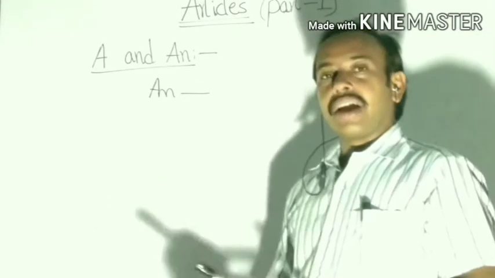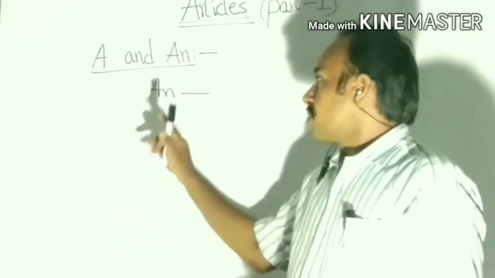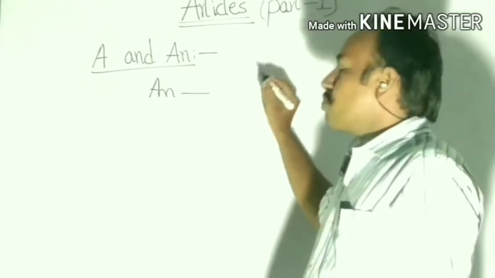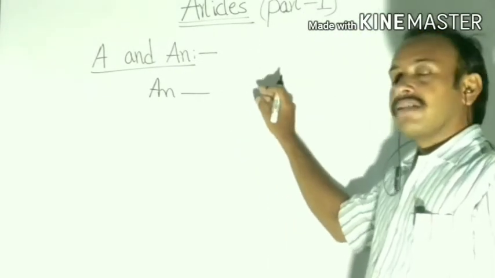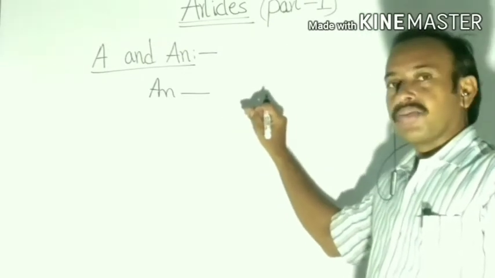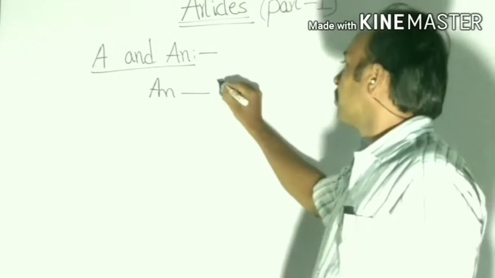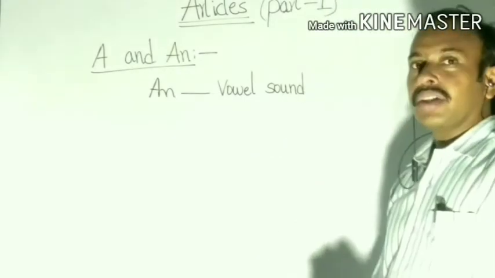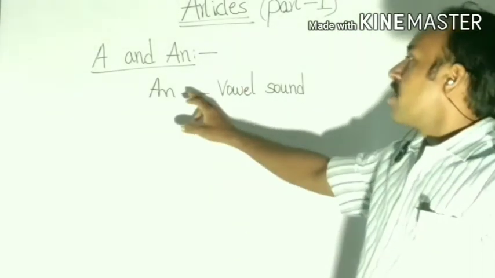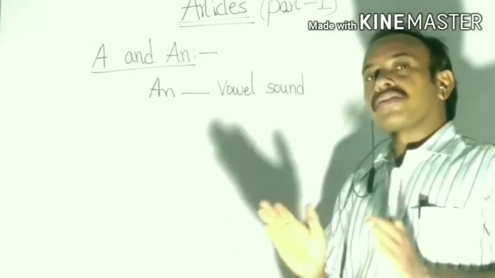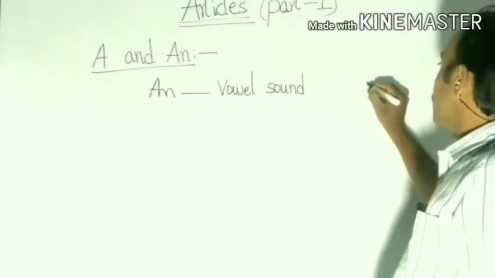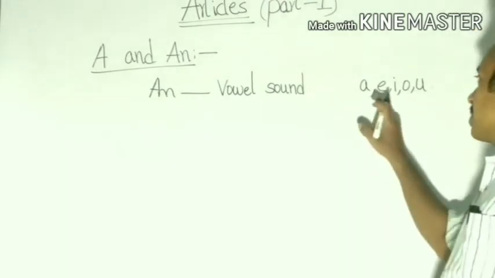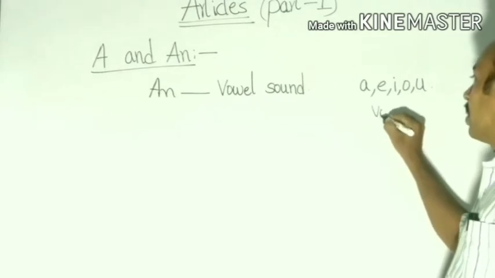Then, when should you take an and when should you take a? First of all, you should learn when or where you should write an. An should be written before that singular countable noun which starts with a vowel sound. I am not saying that an should be written before a word which starts with a vowel. You know very well that in the English alphabet, we have these five letters, A, E, I, O, U, which are called vowels.